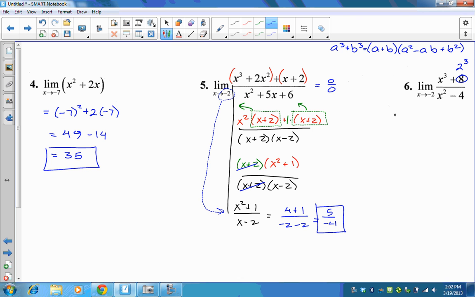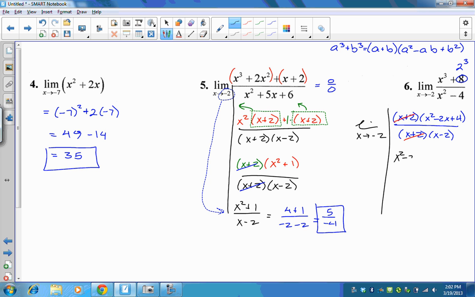Where in this case, a is x, and my b is going to be 2, because 8 is 2 cubed. So when I factor this, x cubed plus 8 will factor to x plus 2 times x squared minus 2x plus b squared, which is 2 squared, 4. My bottom is a difference of squares that factors to x plus 2, x minus 2. And I'm doing the limit of this as x approaches negative 2. At this point, I can cancel my x plus 2's. That leaves me with x squared minus 2x plus 4 over x minus 2.